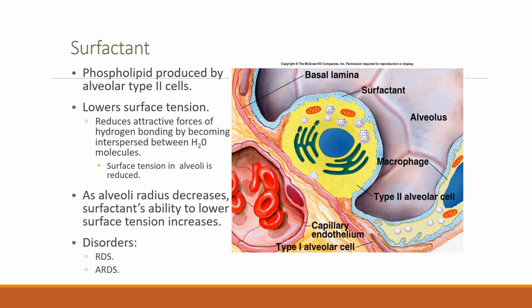And then acute respiratory distress syndrome is a similar problem that we find in adults, and it's typically associated with septic shock, during which lung compliance and surfactant are reduced. However, this is not treatable with just the addition of surfactant.